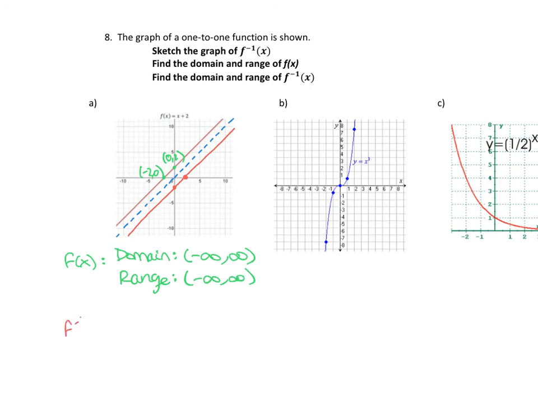Now if we define the domain and range of f inverse of x, remember, domain is x and range is y. And when we've been finding our inverses, all we've been doing is switching our x and our y. Now in this case, the domain and range are the same, but if we were to just switch the domain and range for f of x, we would get the range and domain for f inverse of x. So the domain for f inverse of x is negative infinity to infinity, and the range for f inverse of x is negative infinity to infinity. When we go over this in class, mainly part C, you'll see a little bit more about what I mean.